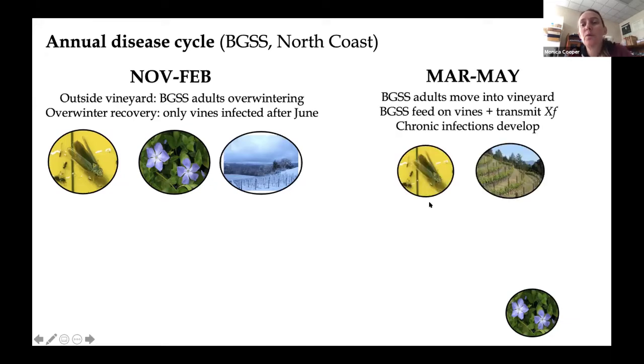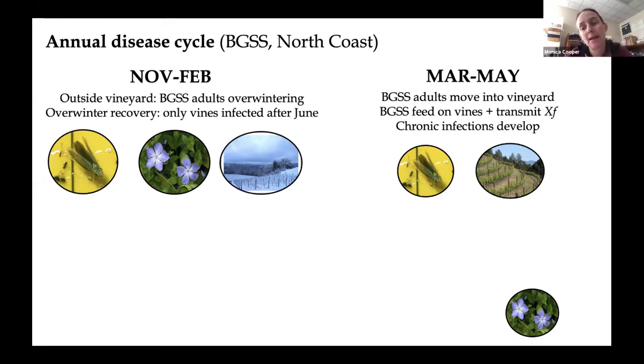So in March through May, in response to the flush of growth in the vineyard, the blue-green sharpshooters are moving into the vineyard, feeding on the vines, and that is the most important time of year for transmission to happen, for vines to become infected with Xylella and then develop Pierce's disease. So in order for a chronic infection to develop, which means that the disease is there to stay and it's going to kill that vine, the transmission has to happen during this period.